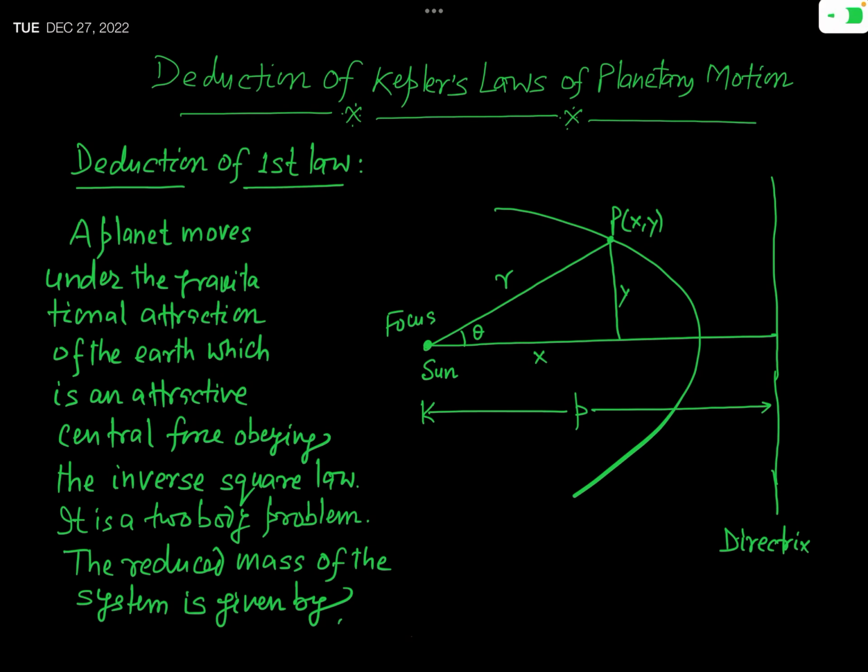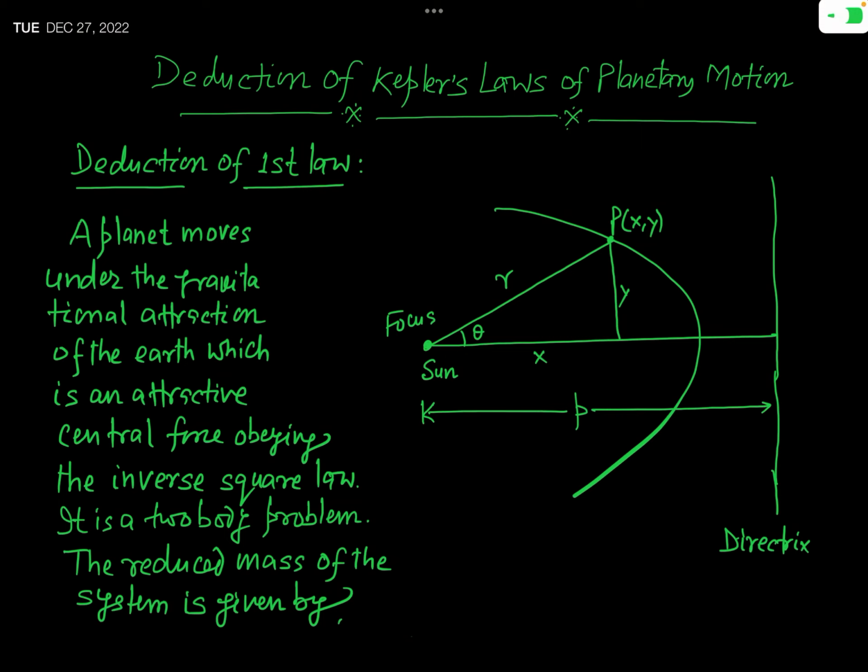In the previous lecture, we have seen the three laws of planetary motion proposed by Kepler. Now, today we are going to derive these three laws. In fact, this derivation of Kepler's planetary laws of motion is based on the concept which we have developed in the previous lectures while discussing the motion of a particle in an attractive central force field obeying the inverse square law.